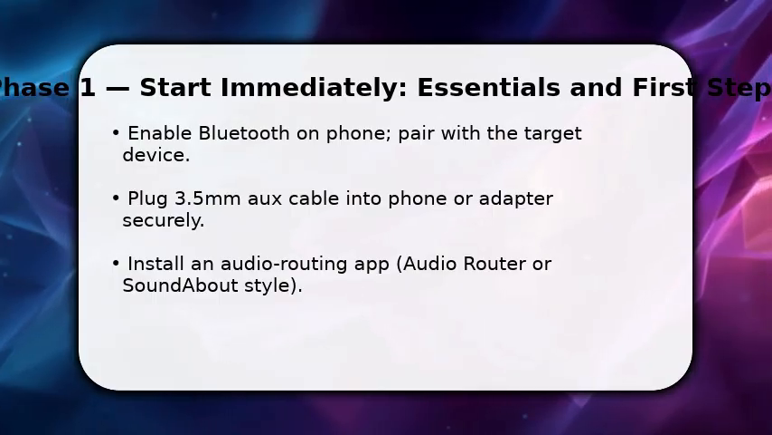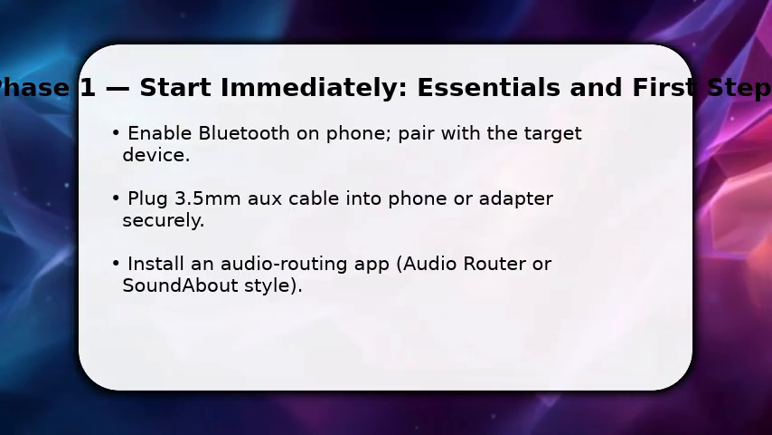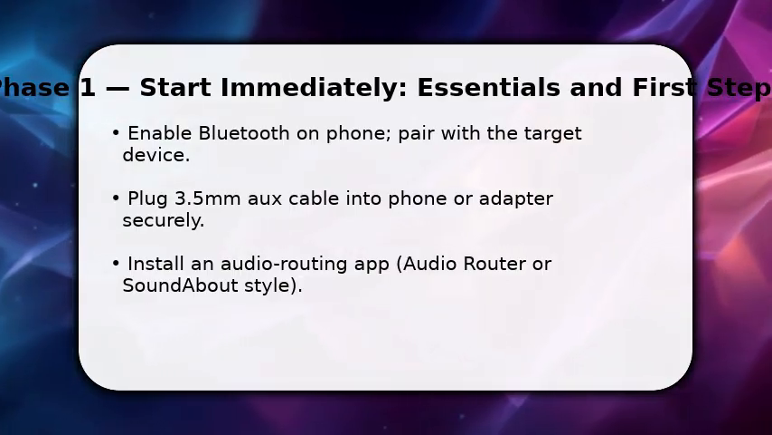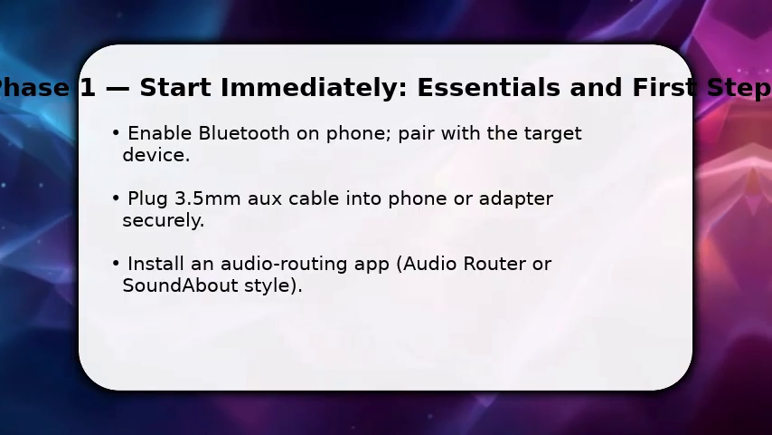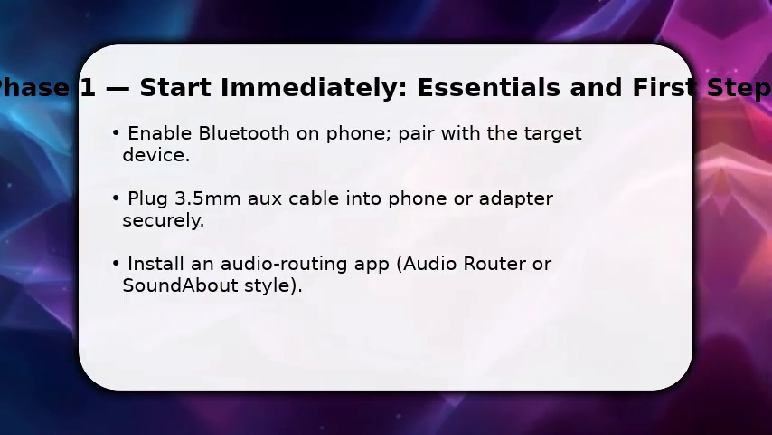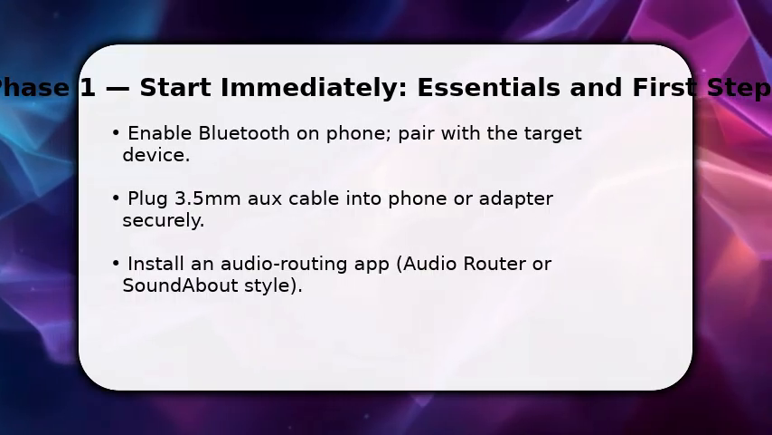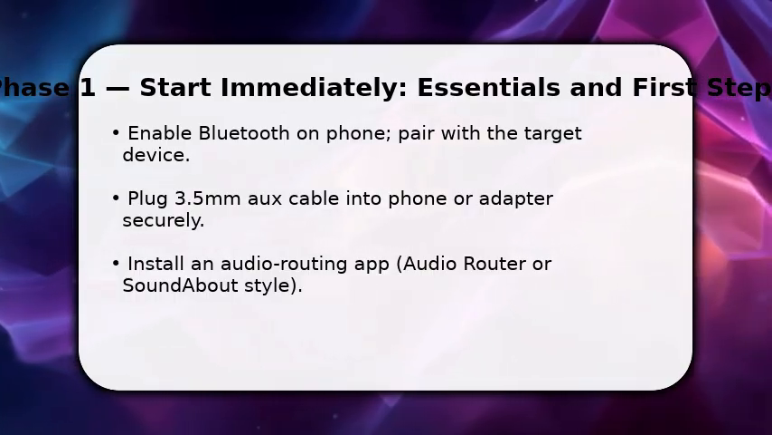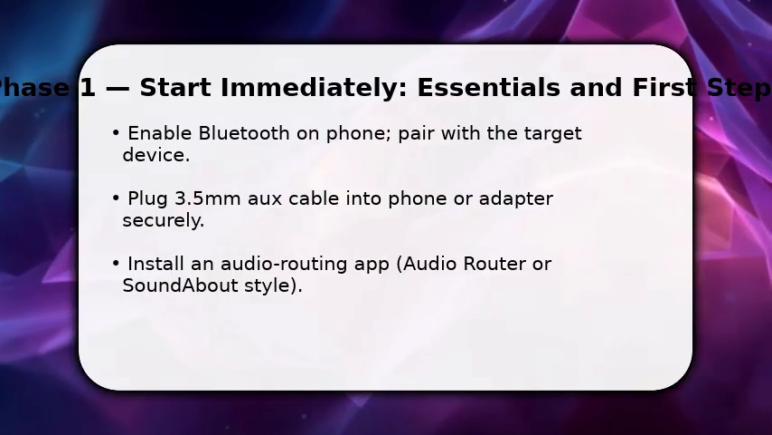You start by preparing both paths, Bluetooth paired and AUX physically connected. Enable Bluetooth and complete pairing steps, then insert the 3.5 cable so the phone detects wired output. Once done, install an audio routing app that lets you pick separate sinks for call and media.